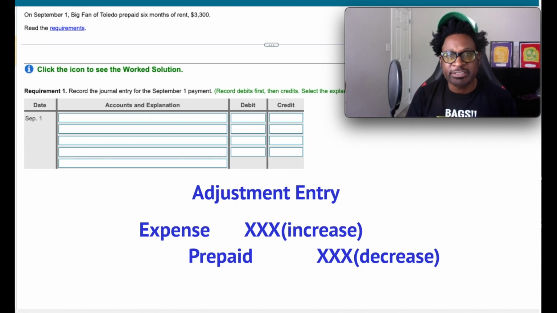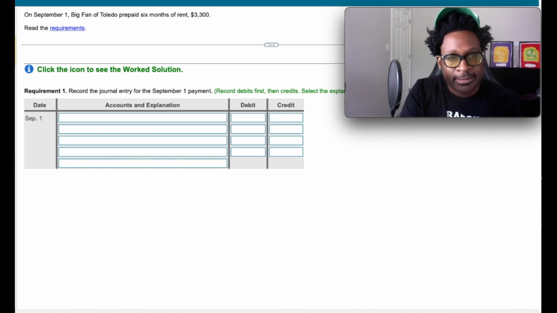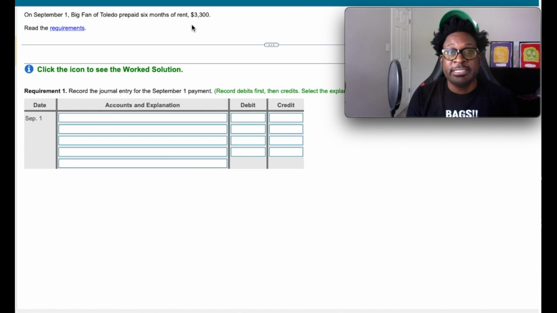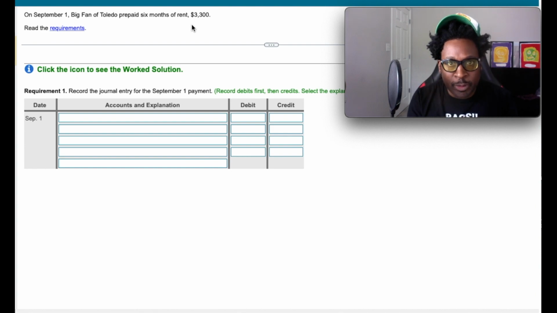But in this particular situation, we're going to walk through the entire process, the initial recording as well as the adjusted entry. So let's get to it. September 1st, Big Fan of Toledo prepaid 6 months of rent, $3,300. What are the key words? September 1st, prepaid rent. Now, when dealing with adjusting entries, particularly prepaid expenses, always laser in on the date. The date is important because it reflects time passage.